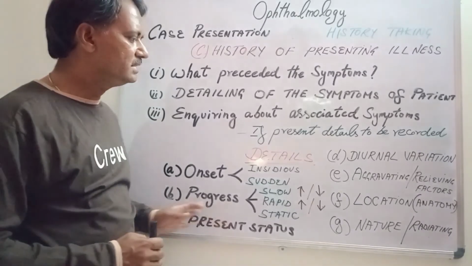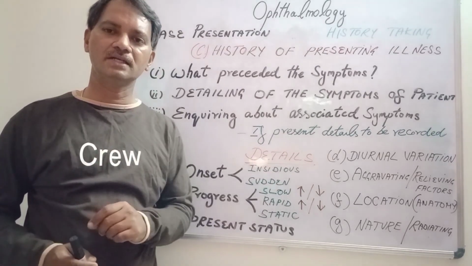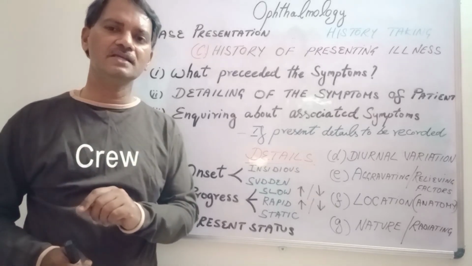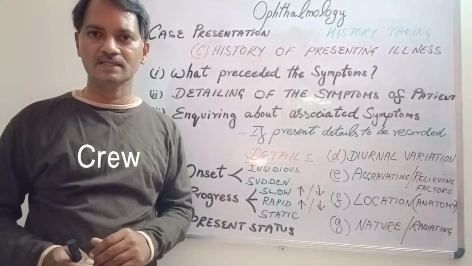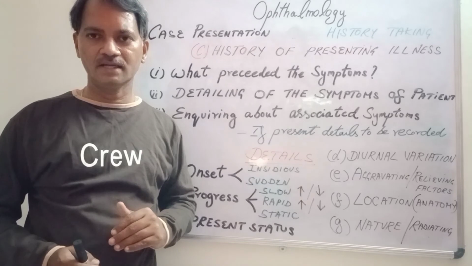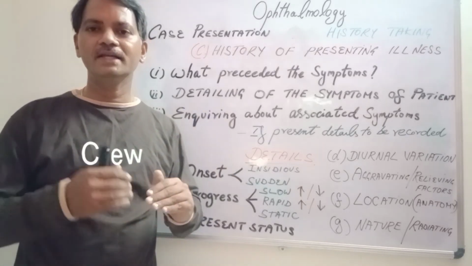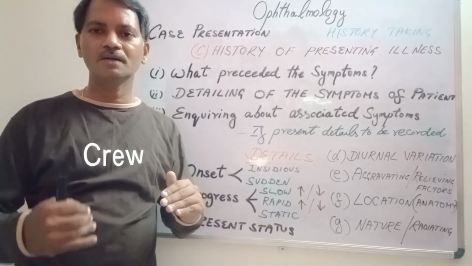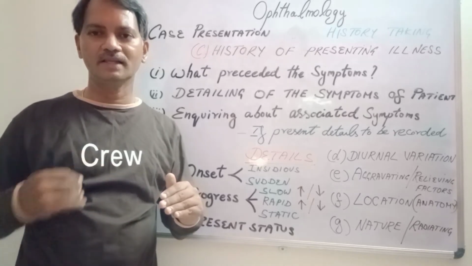So all these details should be asked both for the symptoms told by the patient and positive symptoms you have elicited in the history of presenting illness. While recording the history of presenting illness, first you should develop the symptoms told by the patient, then you should develop the positive history, and finally you should tell all other symptoms are not present in this patient. Negative history has to be told at the end.